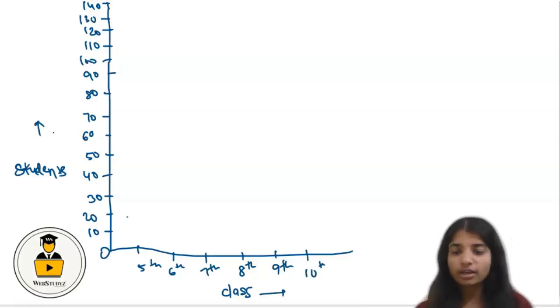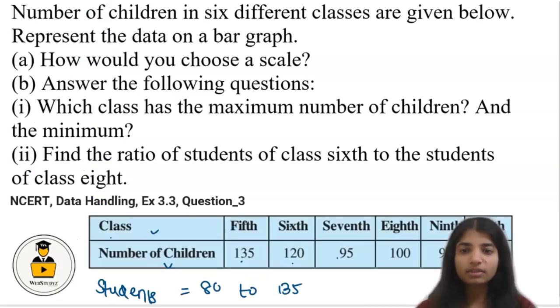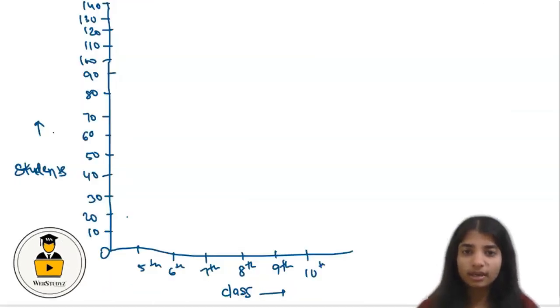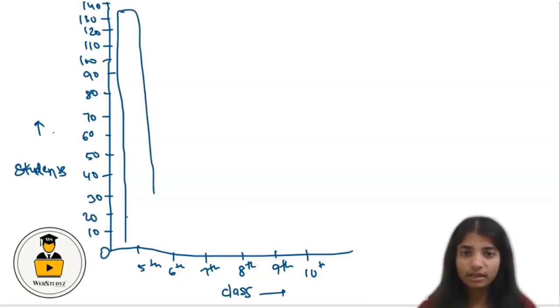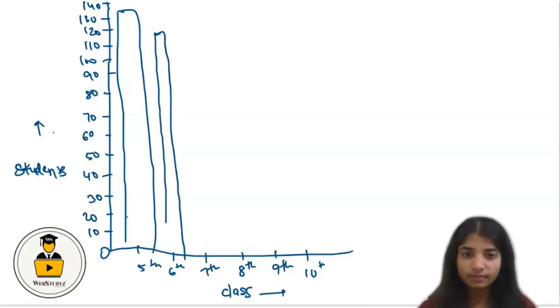Now according to the given table, we are going to draw the graph. First, in class 5th there are 135 students. So 135 must be there in between. So our bar graph for class 5th is this, 135. Now for class 6 we have 120 students. So this is 120. So for class 6 here we are having 120 students.